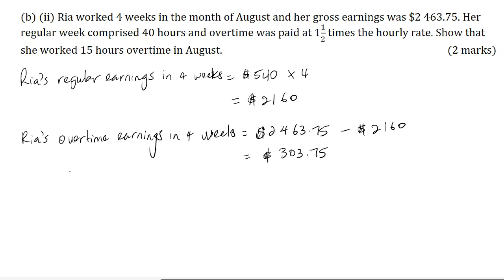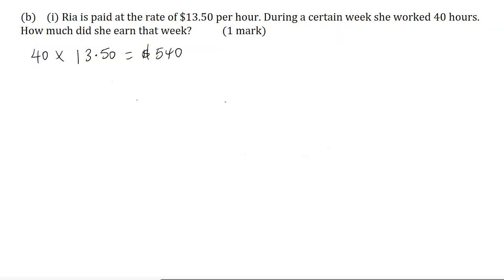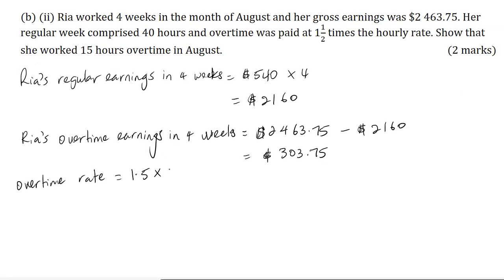Now the overtime rate here is 1.5 times the basic wage. And from part 1 we saw that the basic rate here is $13.50. So I will multiply 1.5 by $13.50, and I'm getting $20.25 per hour.